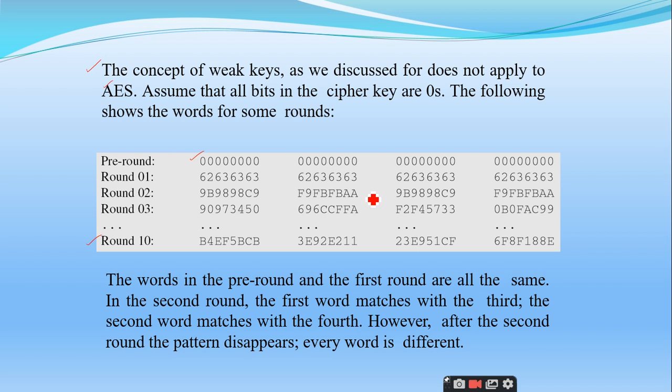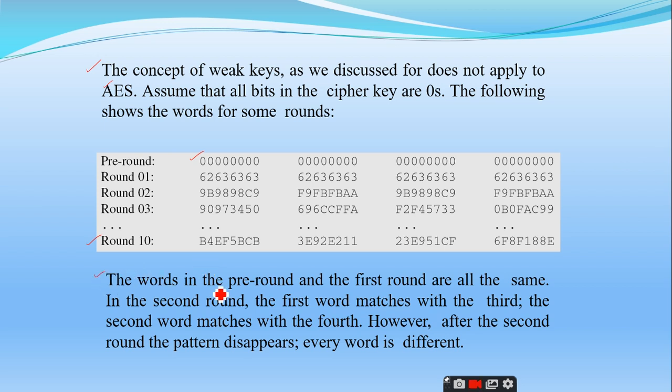But in DES, if you have a weak key, after 2 rounds you are able to generate the plain text again. That is the only disadvantage we have. But if you take the weak keys in AES and apply them to the AES algorithm, at the end of round 10 you are able to generate a very strong ciphertext. This is the strength, right?